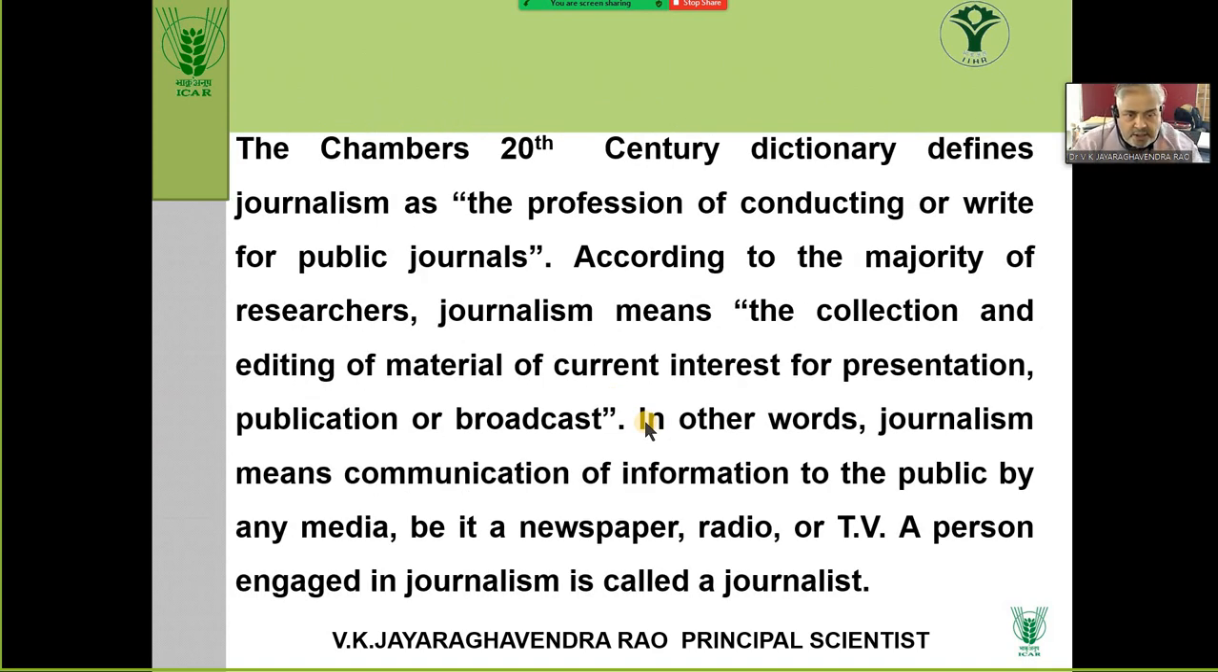Now Chambers 20th Century Dictionary defines journalism as the profession of conducting or writing for public journals. So I told you, in the olden days, these journals were only print media, but today it is also social media, electronic media, internet media, television media and all that. According to the majority of researchers, journalism means collection and editing of material of current interest for presentation, publication or broadcast.